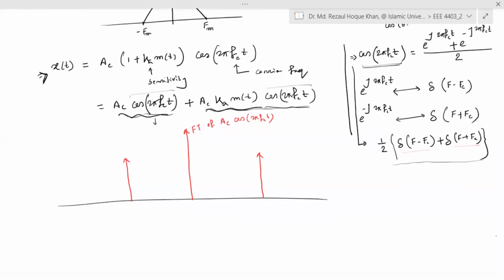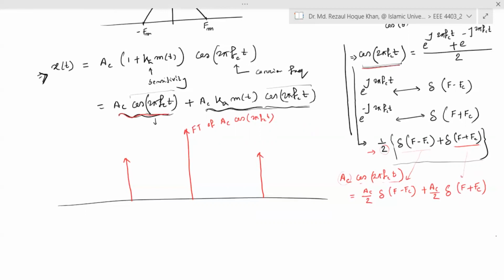Rewriting Ac, this whole portion. What will be the whole portion? Ac cos 2 pi Fc t. We already know this portion, which is actually this. So it will be expressed as Ac by 2 del(f minus Fc) plus Ac by 2 del(f plus Fc). These two parts, this part is here and this part is here, where we have the half and this Ac comes here.